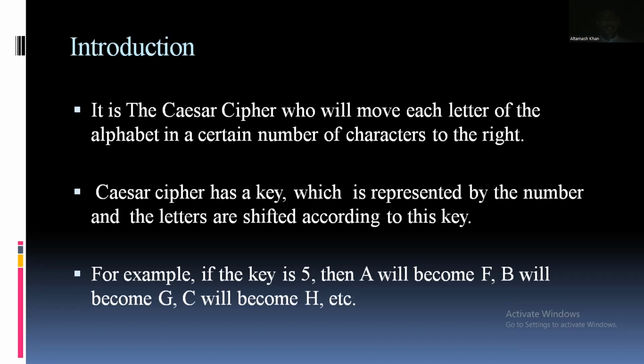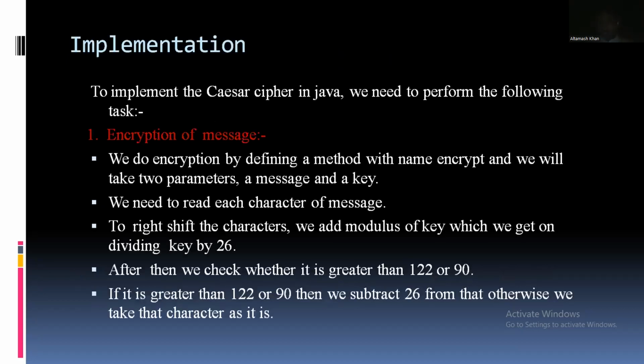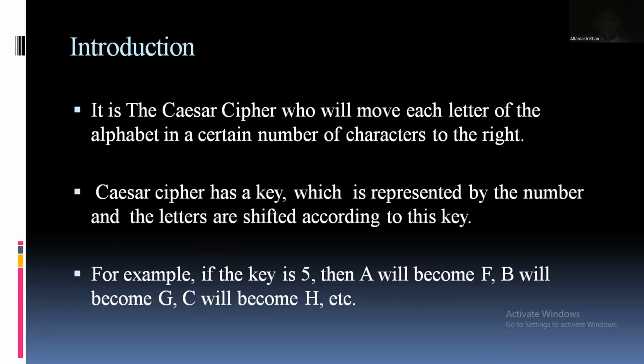So introduction. In Cipher, we have to encrypt a message in which we shift the character right shift by a number. Cipher has a key which is represented by the number, and according to this number we shift right the character. For example, if the key is 5, then A will become F and B will become G and C will become H, etc.